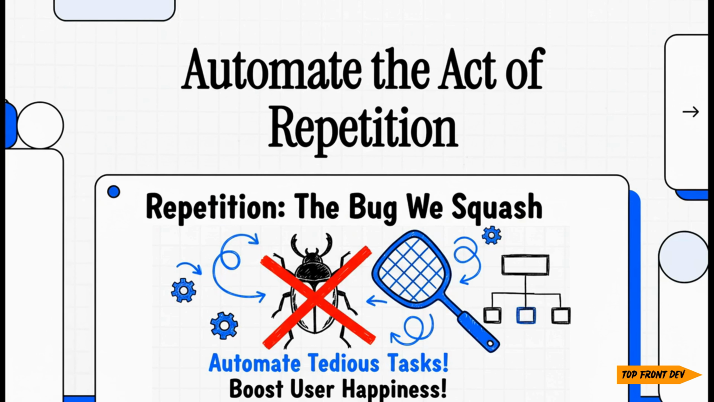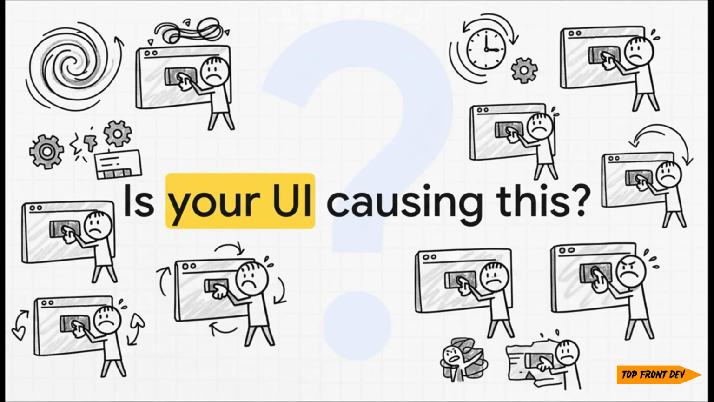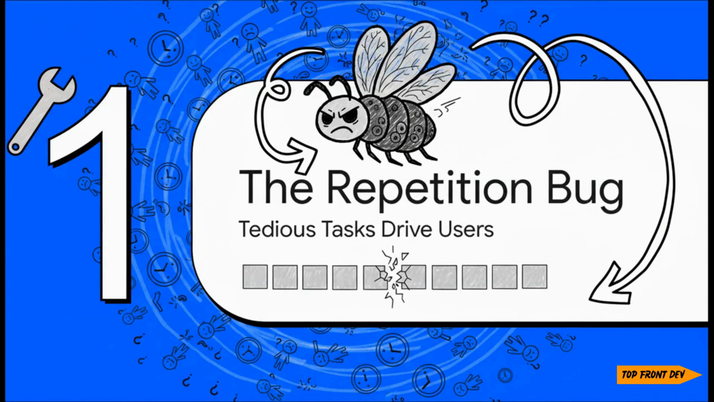how to crush it. So I'll just ask you straight up, is your UI making people do the same thing over and over and over again? Because if the answer is yes, you might have accidentally coded a major headache right into your app. Let's just give this a name, shall we? Let's call it the repetition bug.